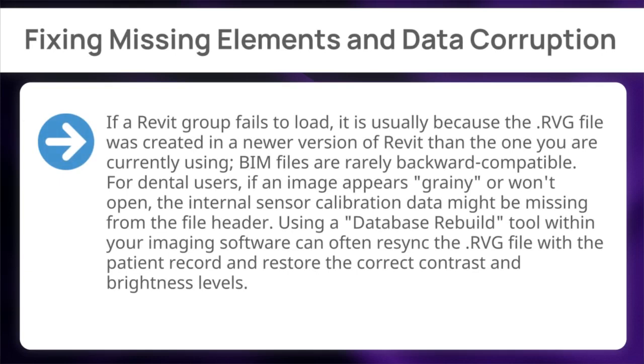If a Revit group fails to load, it is usually because the .rvg file was created in a newer version of Revit than the one you are currently using. BIM files are rarely backward compatible. For dental users, if an image appears grainy or won't open, the internal sensor calibration data might be missing from the file header. Using a database rebuild tool within your imaging software can often resync the RVG file with the patient record and restore the correct contrast and brightness levels.